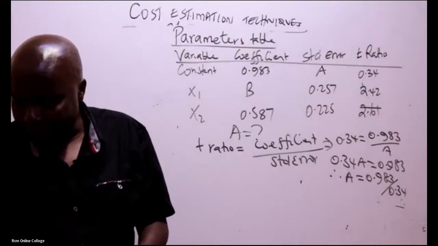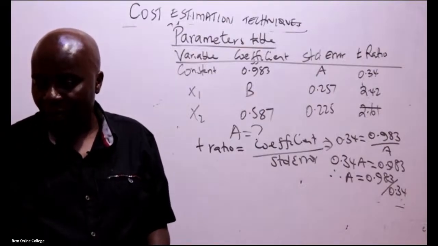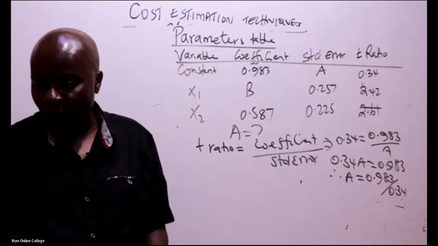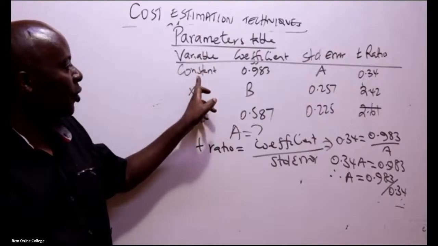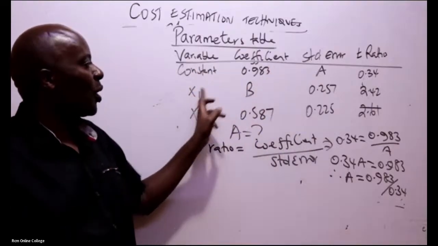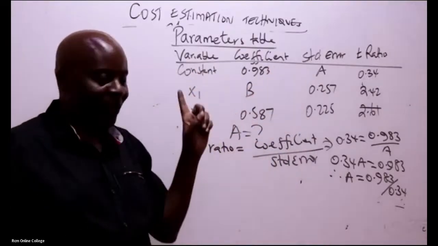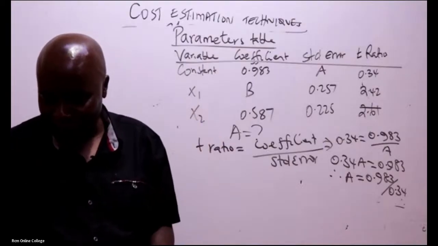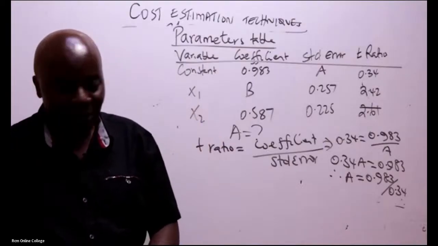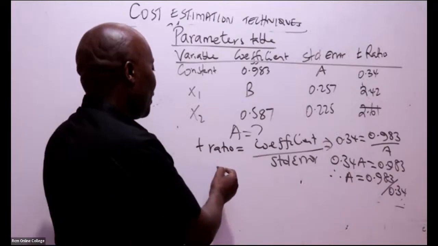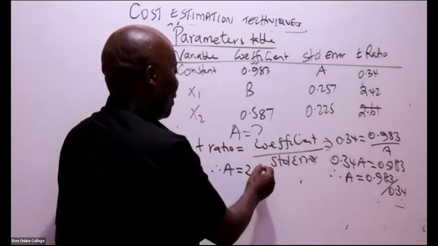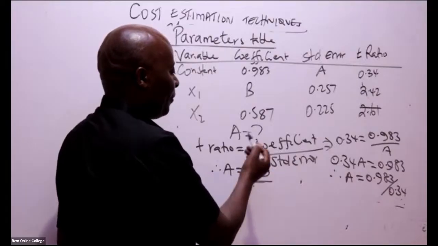Thank you so much, Robert. Every independent variable shall have its own T ratio. Actually, even the constant that we have, like now this constant, has its own t-ratio. X1 has its own t-ratio. X2 has its own t-ratio. That's a very good question. So they're telling me, Mwalimu, that A is 2.89. Therefore A is 2.89.